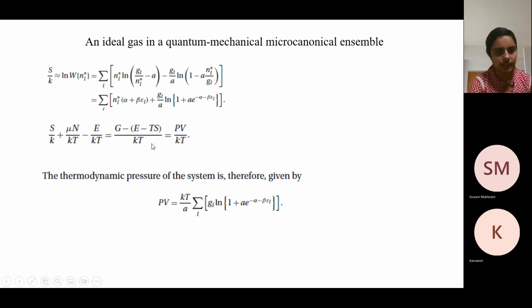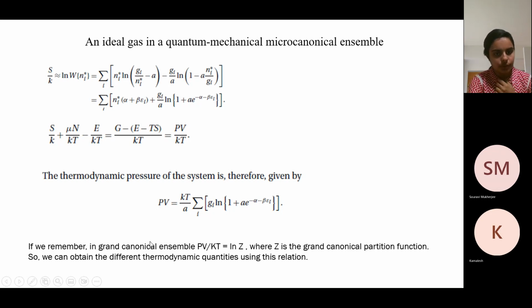So if you just follow all the steps, you can get an expression for PV, right? Because see, PV is equal to kT into this value, right? And that you can obtain from the expression here. And this is how you get the expression for thermodynamic pressure, right? And now if you remember that PV by kT in grand canonical ensemble, we can write it as ln z, where z is the grand canonical partition function. So in a way, this is like a potential, and that would give you all the different thermodynamic quantities. So you can use this relation to find the different thermodynamic quantities or the equation of state, right?